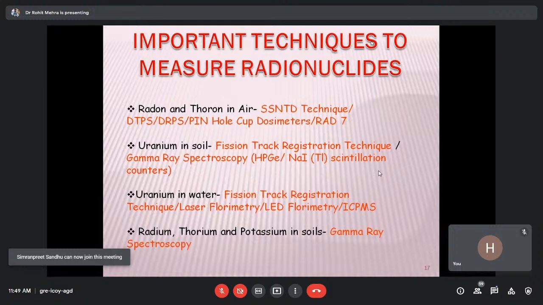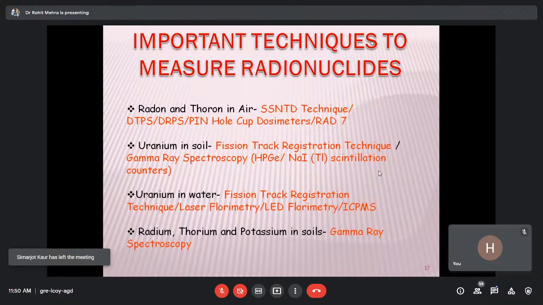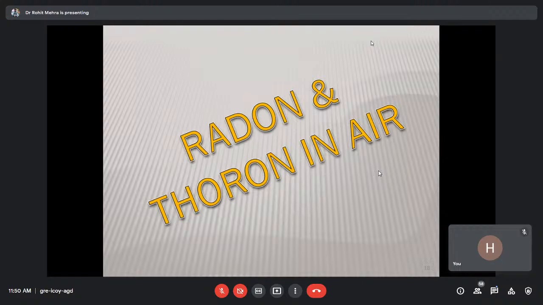Dr. Duggal has worked on these areas, uranium contamination in water. For radium, thorium, and potassium in soil, you could use gamma ray spectroscopy techniques, where you could measure the radium, thorium, and potassium in soil. So these are the few radioactive materials in which we are interested, which are naturally available in air, water, and soil. That is radon, thoron, uranium, and radium, thorium, and potassium in soil. So we are working in these areas.